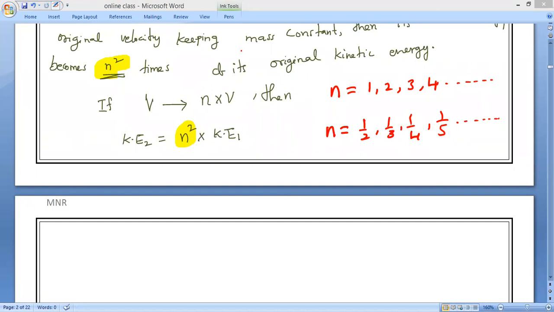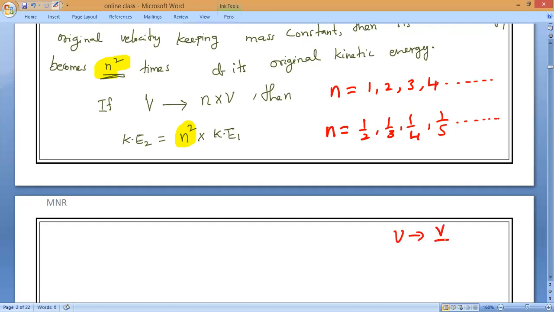Decrease by 9 times. Reduced by 3 times means reduced. Mr. Gokul, reduced means what? V becomes V by 3. Then it means 1 by 3 times reduced. So n is equal to 1 by 3.